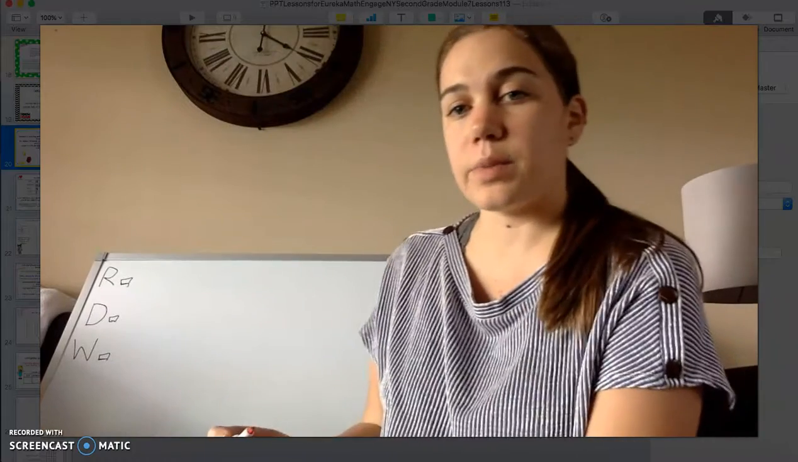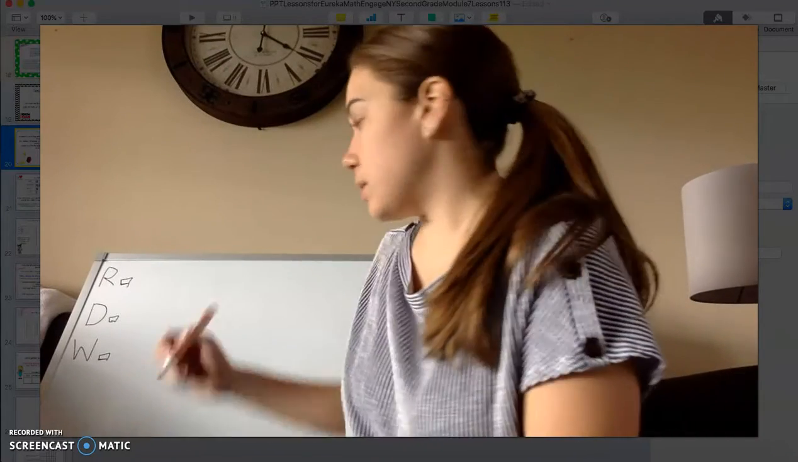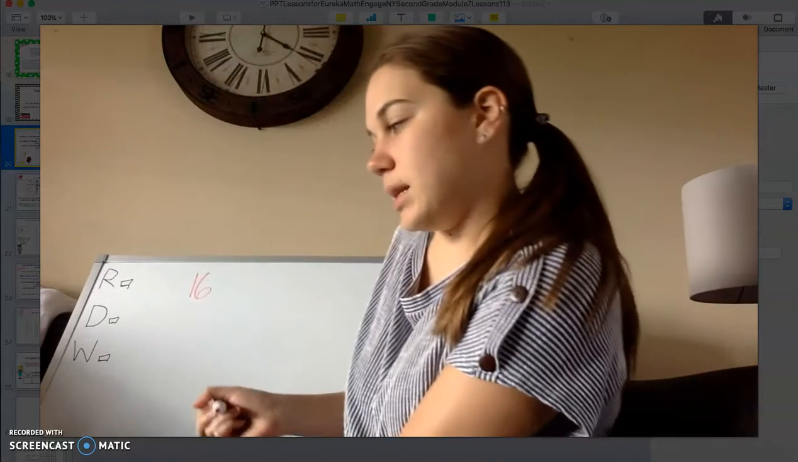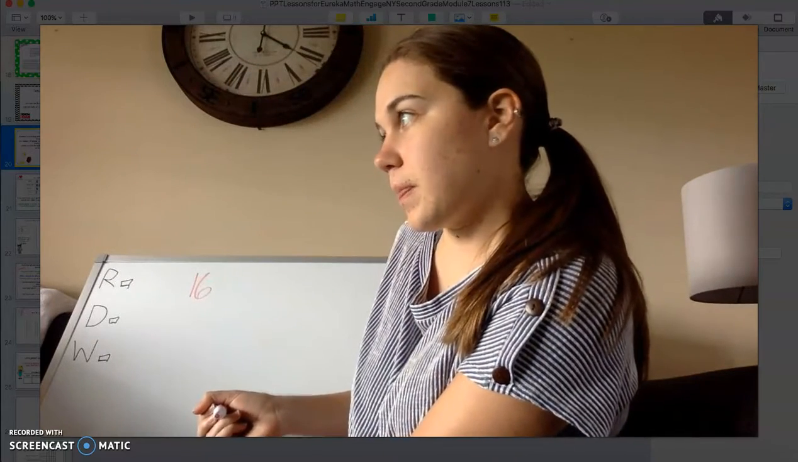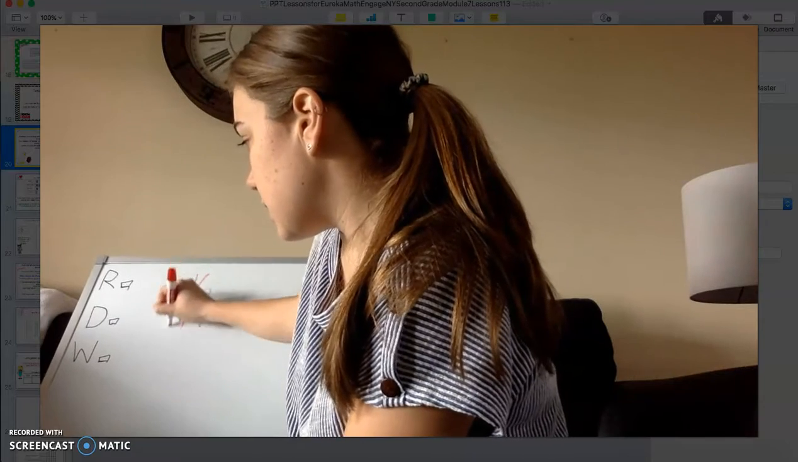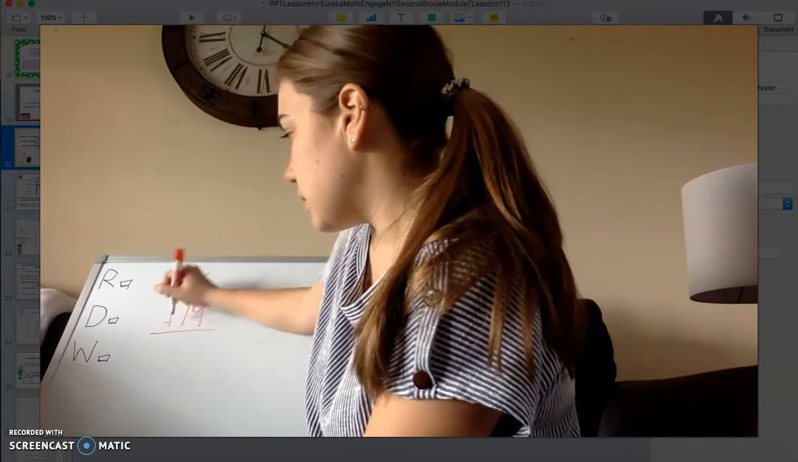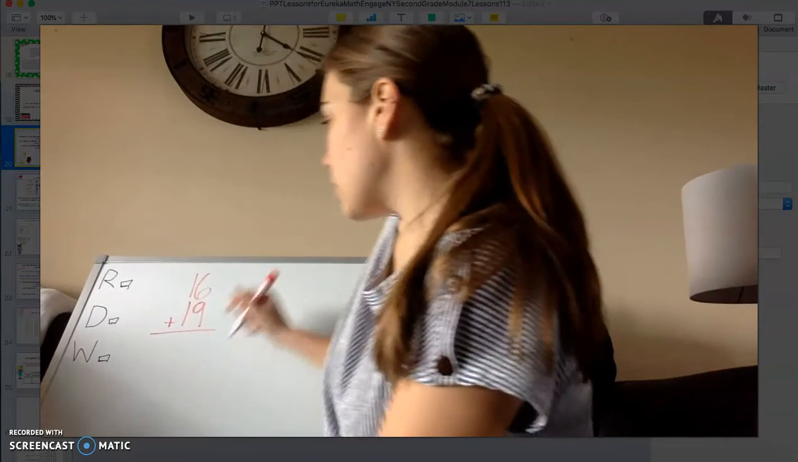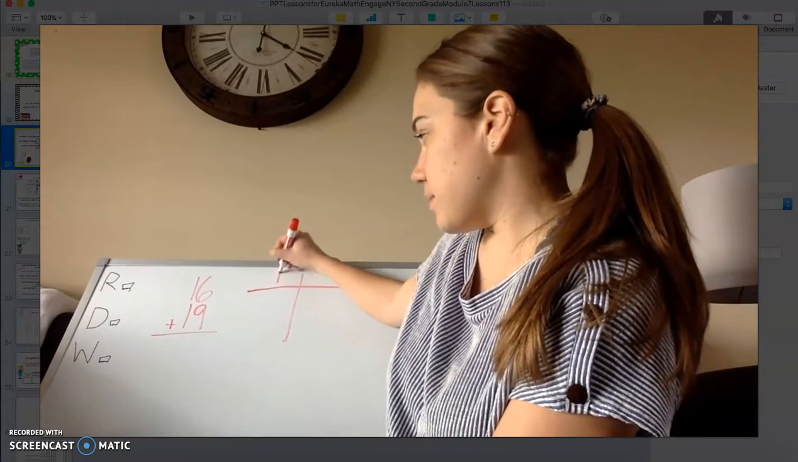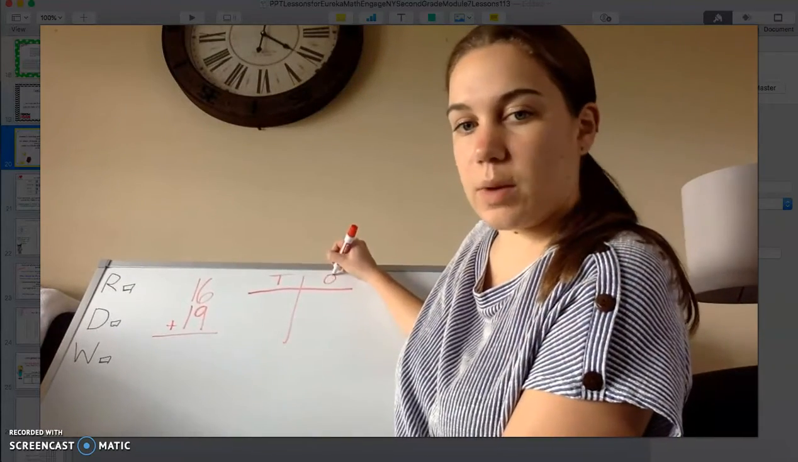So how many robins were there? Good, there were 16 robins. And how many ducks? Good, 19. So we're going to do 16 plus 19. So I'm going to draw my place value chart to go along and help me with that. There's my tens and my ones column.